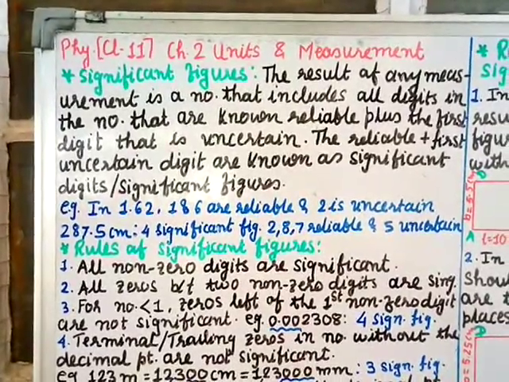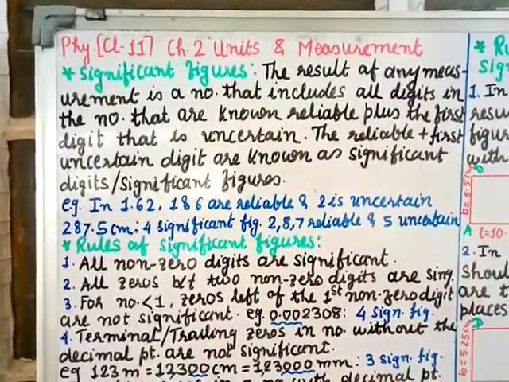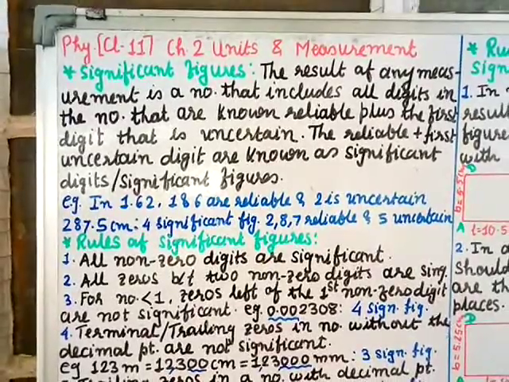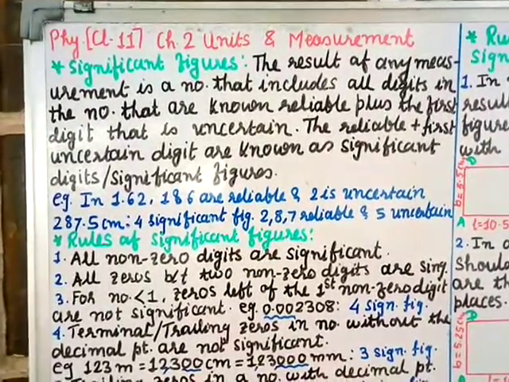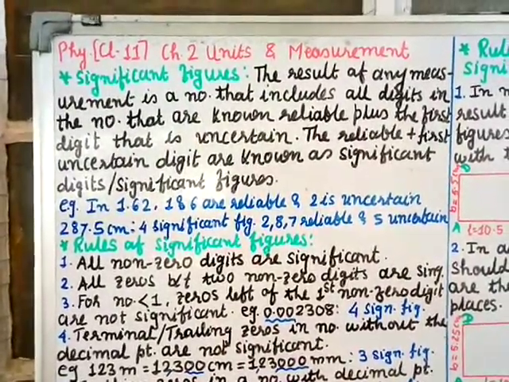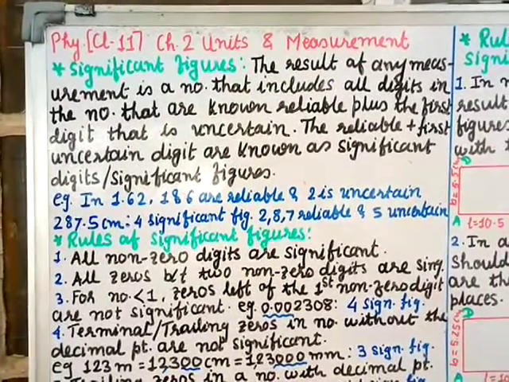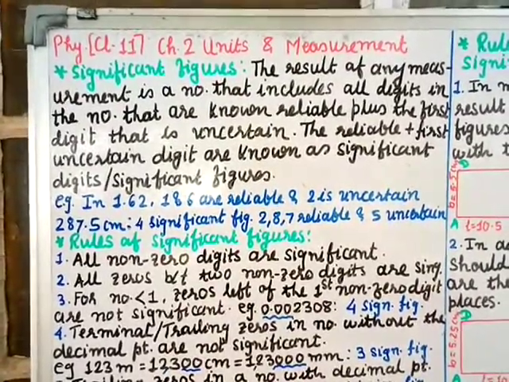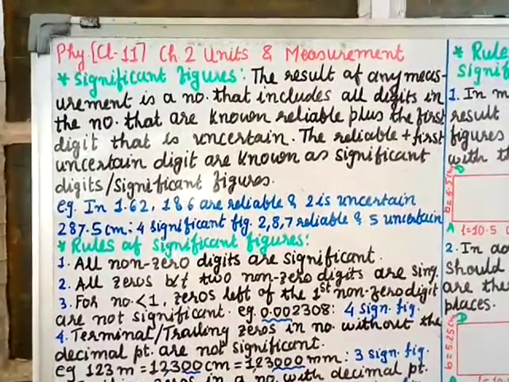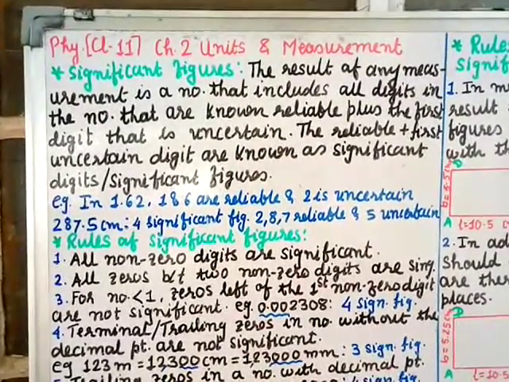While doing any experiment, we note down the measurement, and every measurement will have some error. It can be zero error, negative error, positive error, but it will always have some error. Therefore, when we write the result, we write it as a precision.